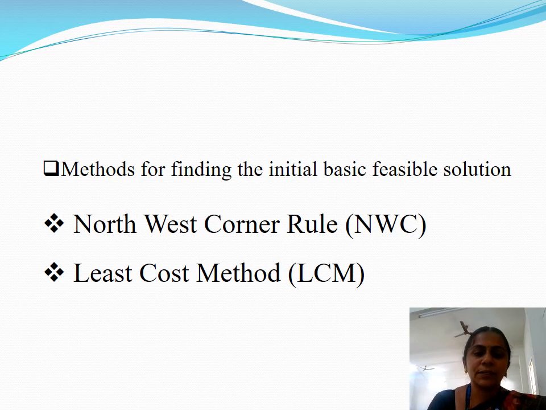Next we see the methods for finding the initial basic feasible solution. Basically there are two methods available. The first one is the northwest corner rule and the other one is the least cost method. In short form, the northwest corner rule is denoted by NWC rule and the least cost method is denoted by LCM.